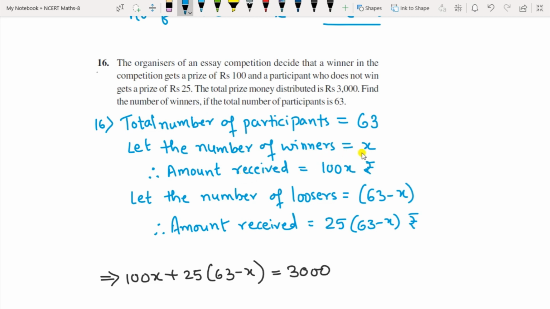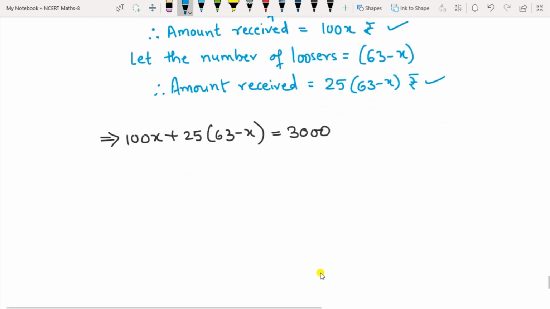Let the total number of participants be 63, and the number of winners be x. If x winners are there, per head they are getting 100 rupees, so x into 100 is 100x rupees. That is the amount distributed to the winners. Then the losers: from the total you subtract the winners, so 63 minus x are the losers. The amount received by the losers is 25 each, so 25 into 63 minus x.